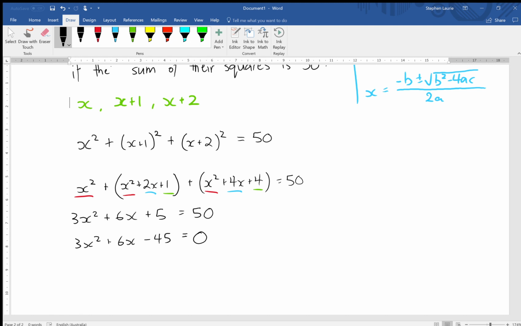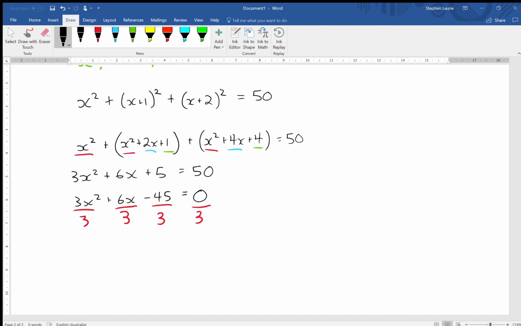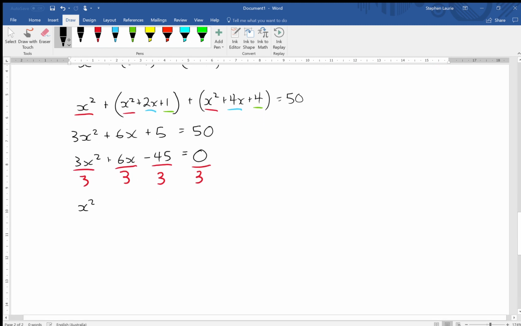And now before we jump into using the quadratic formula or something like that, because it looks so hard, there's a big number of minus 45, you should always double check when you've got a harder trinomial if there's a common factor. And in this case there is a common factor. We can divide everything by 3. If we divide everything by 3, what we get is x squared plus 2x minus 15 equals 0. Okay, so now it's a much more manageable question.